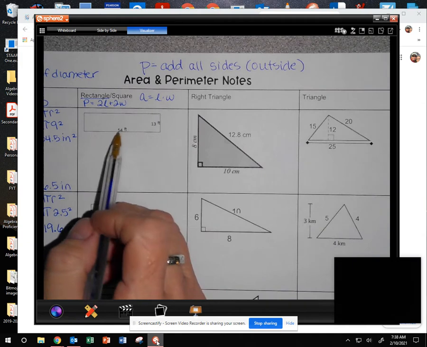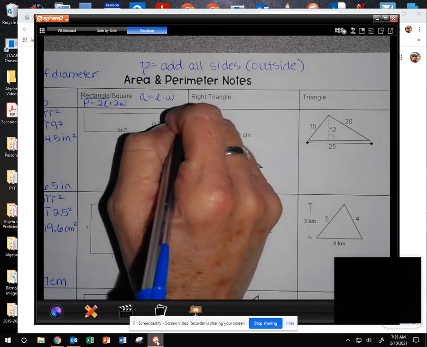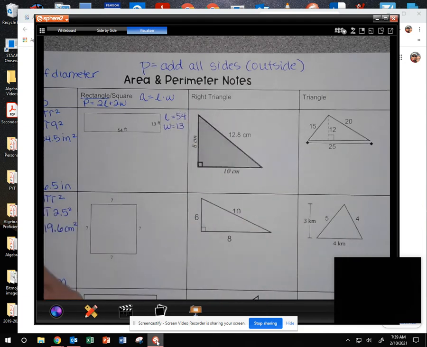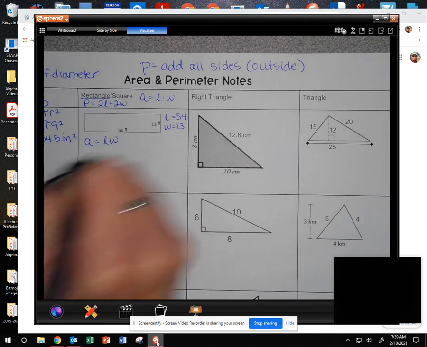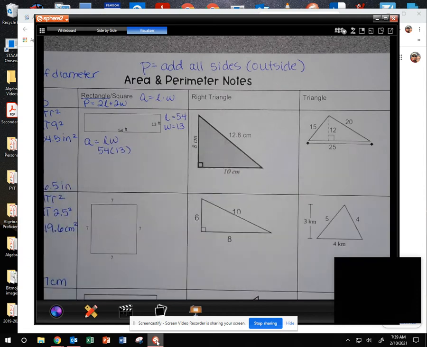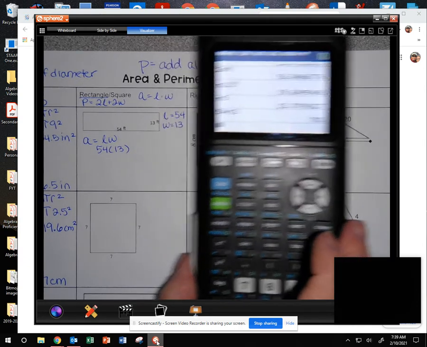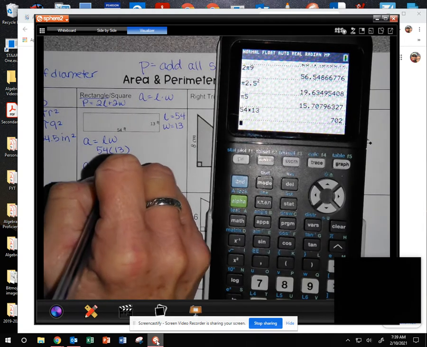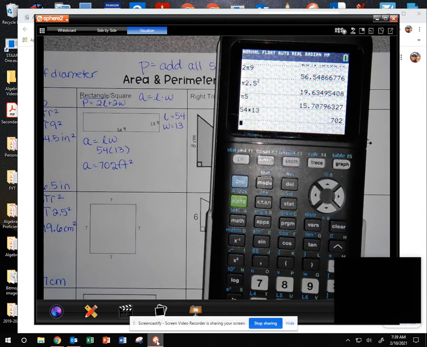Okay, so the first thing I want to do, I want to identify my length is 54 and my width is 13. I want to find my area, which is length times width. So 54 times 13. My area for this one is 702 feet squared. Remember, area is always squared.